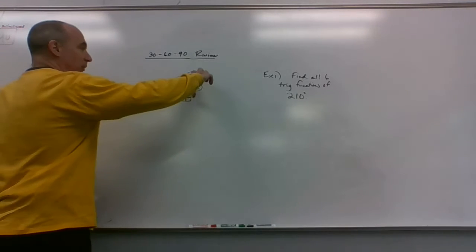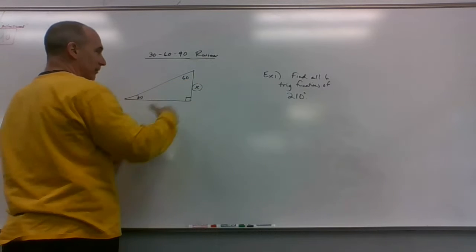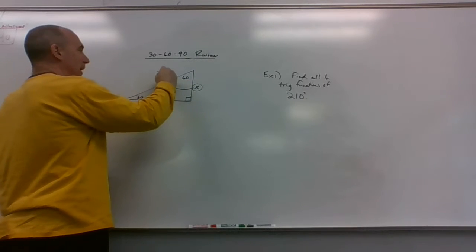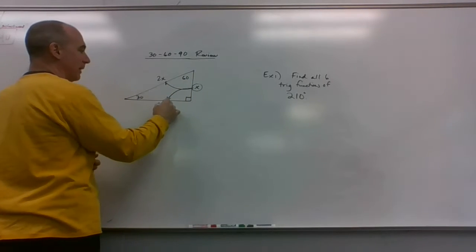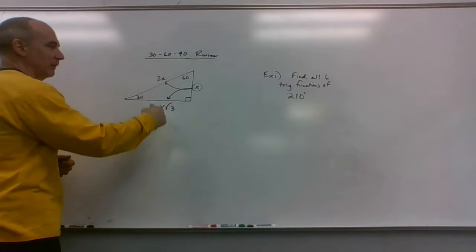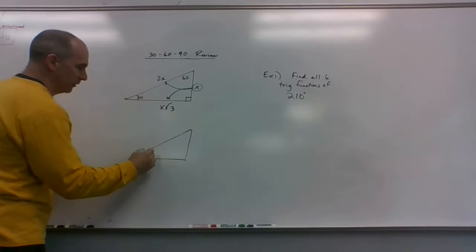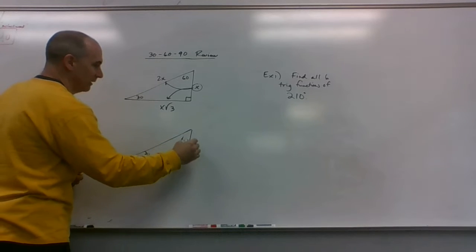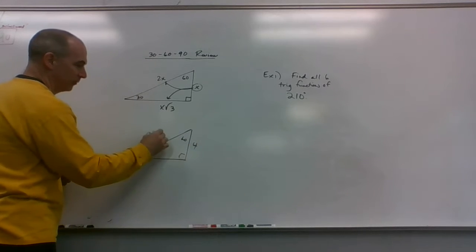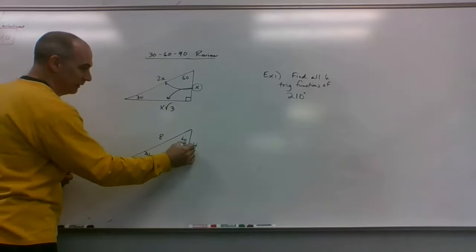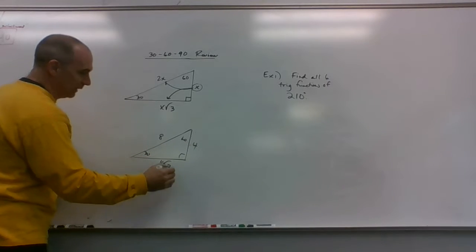So the short side is x. You always double that to get the hypotenuse. And then you multiply the short side by the square root of 3 to get the long leg. So here's a sample problem, just so you can kind of sink your teeth into it. 30, 90, 60. If this is 4, this would be 8. If you double it, this would be 4 square root of 3.